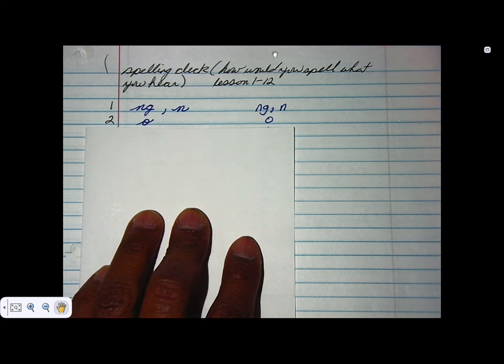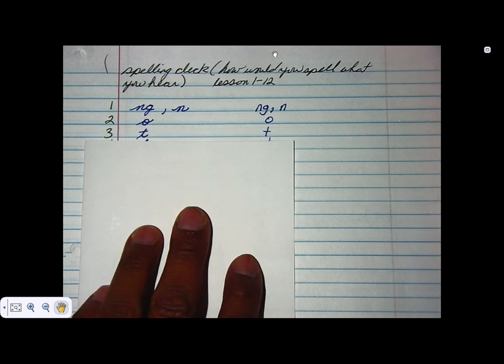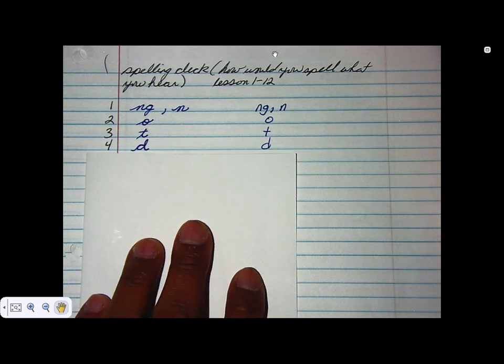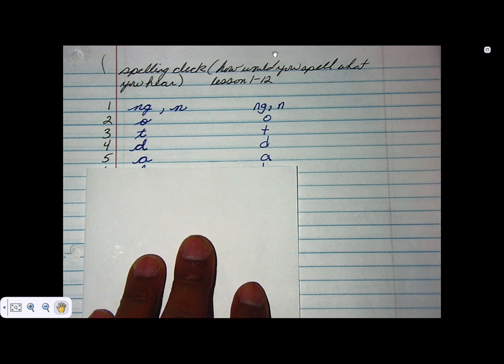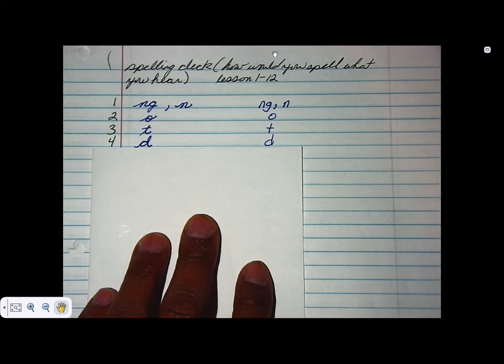Next, t. You should have written T. Next, D. You should have written D. And if you haven't written it, write it next to it. Do not try to erase. We do not have time. Next, A. You should have written A.